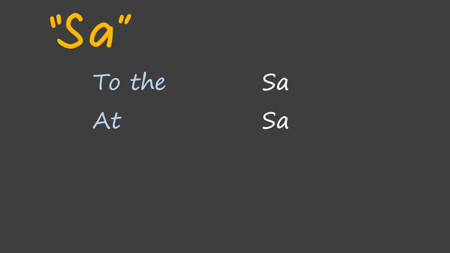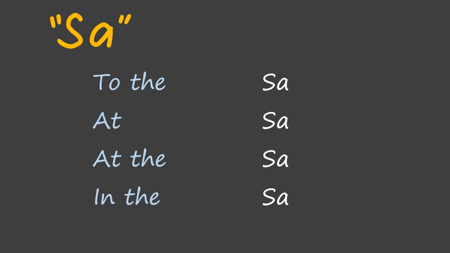And let us take a closer look at the word sa. For a word with only 2 letters, sa is another superword in Filipino. It can mean any of the following. To the is sa. At is sa. At the, sa. In the, sa. So you see, we use sa to indicate where something is located.